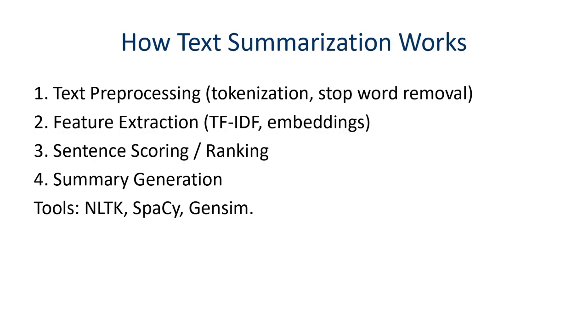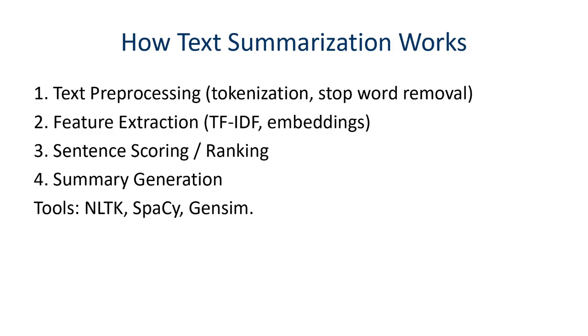Now let's talk about how text summarization works. The process involves several key steps. First is text pre-processing, cleaning the text, removing stop words, and tokenizing it into words or sentences. Next is feature extraction, which can involve methods like TF-IDF, word embeddings, or sentence embeddings.